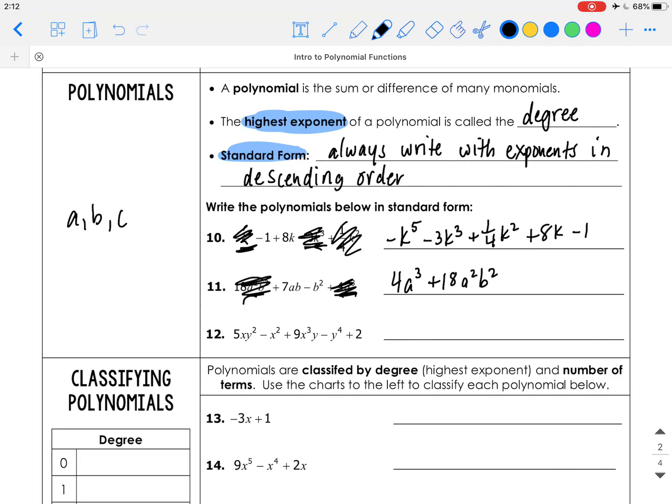Scratch, scratch, scratch, scratch. And I have two options left, right? Well, the 7AB is the only one with an A. He has more A's, so he's going to go next. And I have minus B squared.